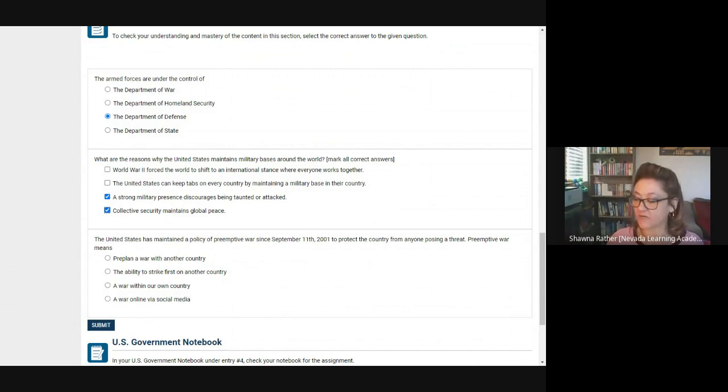All right, so let's go to the next one. The United States has maintained a policy of preemptive war since September 11th, 2001 to protect the country from anyone posing a threat. Preemptive war means basically the ability to strike first on another country. And I think that's pretty much where we're looking at on the preemptive war, if you will.